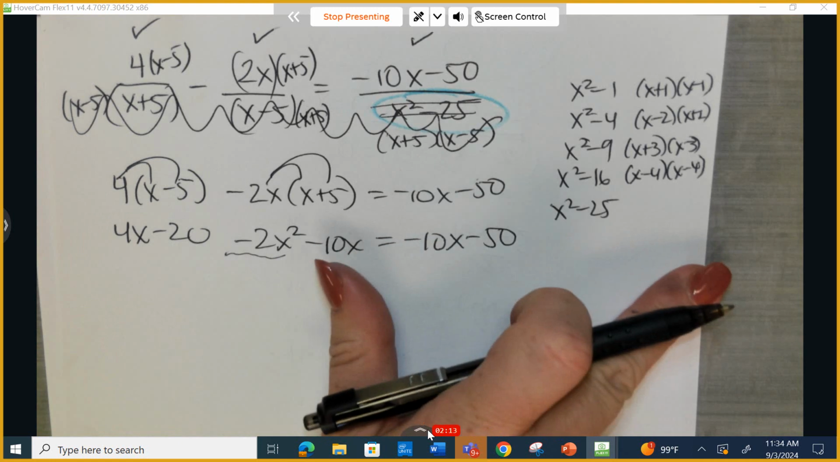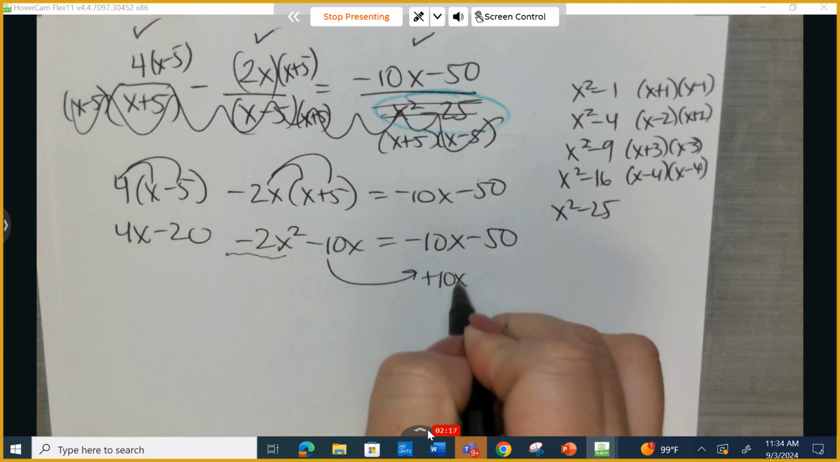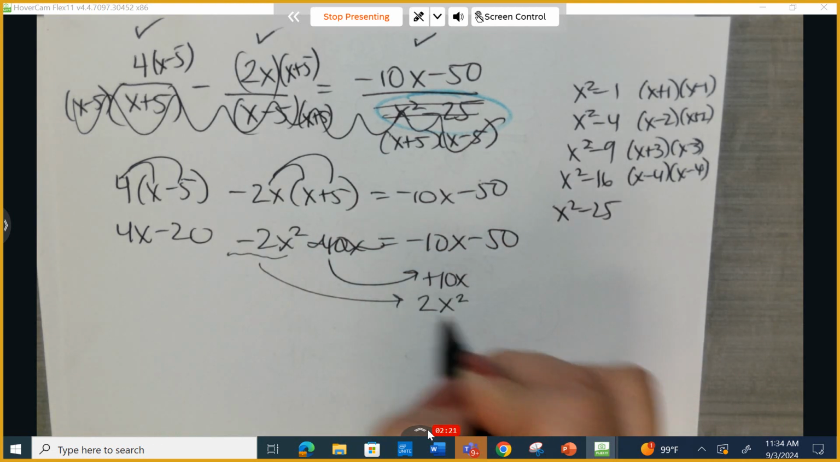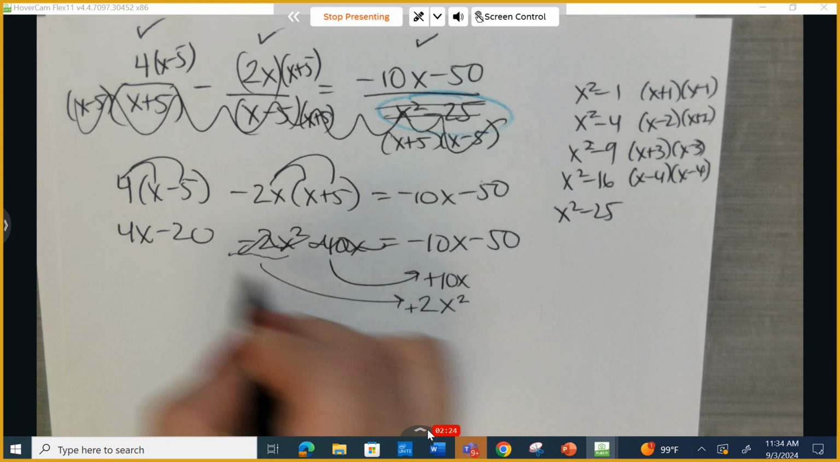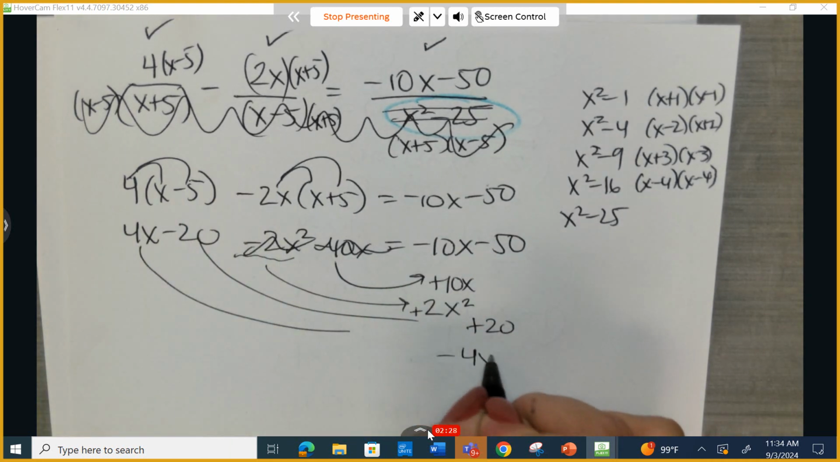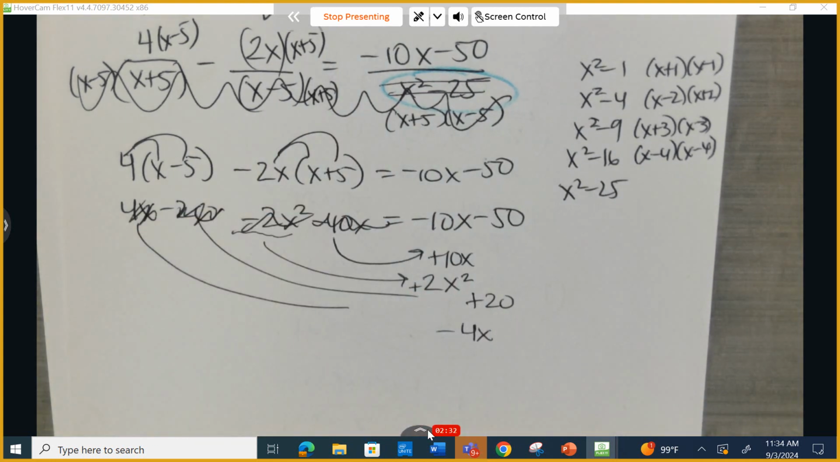So I'm going to move everything over to the right. This moves over and it becomes a positive 10x. This moves over, it becomes a positive 2x squared. This moves over, it becomes a positive 20. This moves over, it becomes a negative 4x. So everything now on the left-hand side has moved to the right-hand side.